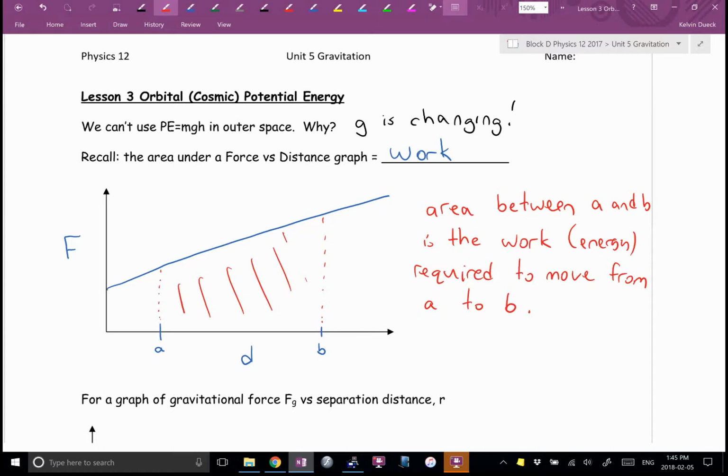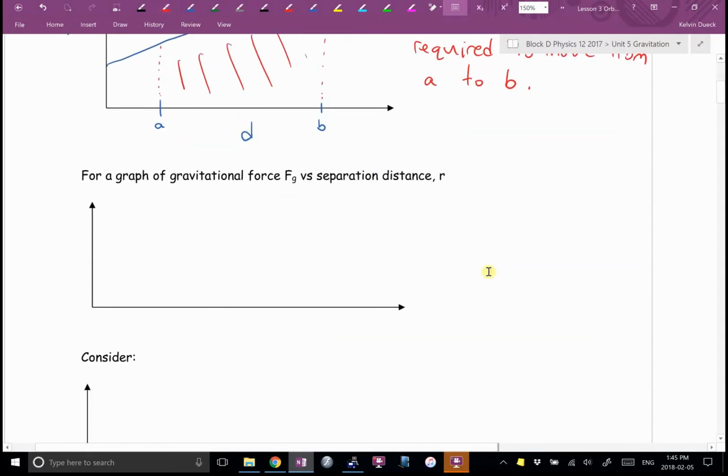gravity? So for gravitational force, now on the y-axis, let's put Fg versus separation distance. On the x-axis, let's put r, which would still be in meters. Now, first of all, what would that graph look like? Don't write this down. It would not be a nice straight line. Really, force is proportional to 1 over r squared, because it's big G, big M, little m over r squared. So I think you've done the reciprocal graph in pre-calculus 12.